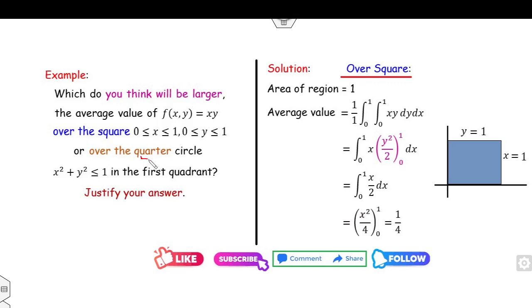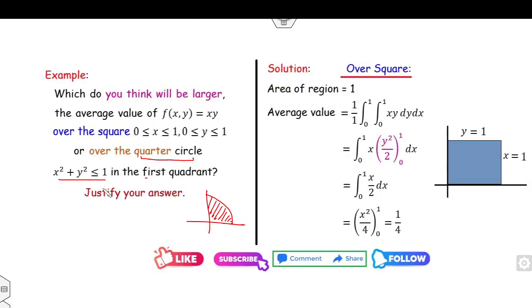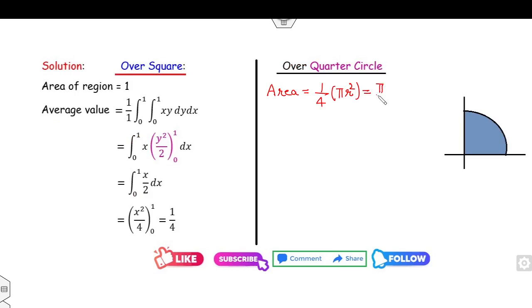Now we can do this part for the quarter circle. It's a circle whose radius is 1 and it lies in the first quadrant. So that means the shaded area is only this part. Fine. Then can you find the area of this quadrant? So area is 1 over 4 into pi r square. What is the radius? You can see the radius is 1. So the answer is pi over 4 is my area.